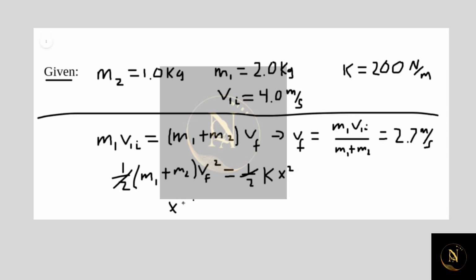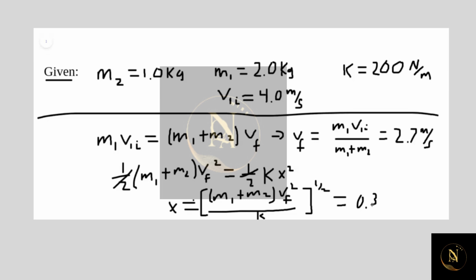So x is going to be equal to m1 plus m2 times the final velocity squared, all divided by k. And since x is squared, we have to take the square root of both sides, so this is raised to the 1/2 power. Plug in all the values into this expression, and it comes out to be 0.33 meters, which we can box in as our solution to the question.